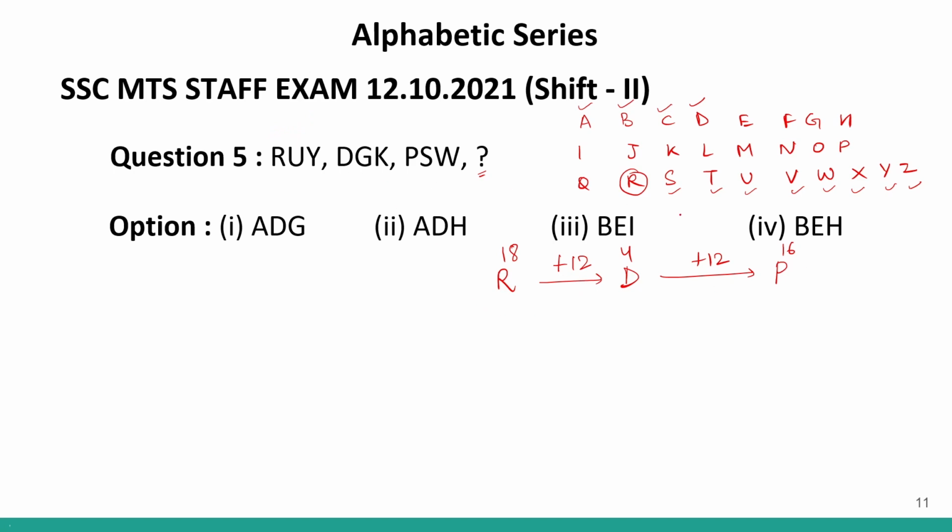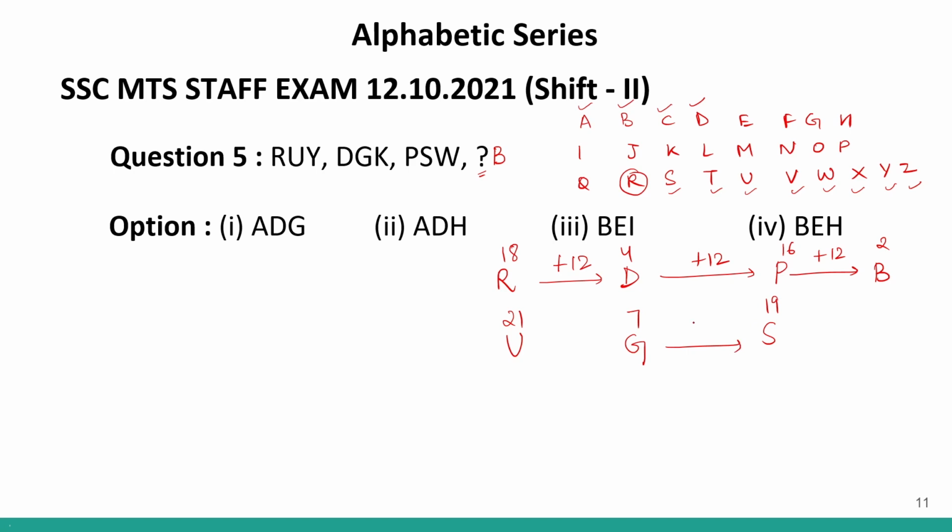So now let us look at this next element. Plus 12 will give me 28. Do we have a 28? No. After 26, we will get 2 more. So it will give me second position, which is B. So my first missing element will be B. Correct? Now let us look at the second one. So we have U, G and S. U is how much? 21. G is how much? G is 7 and S is 19.